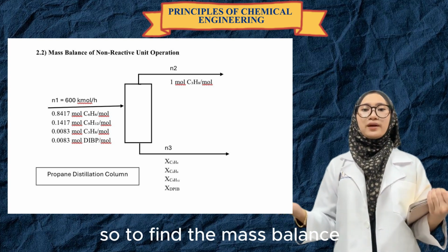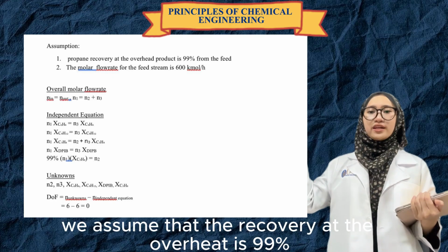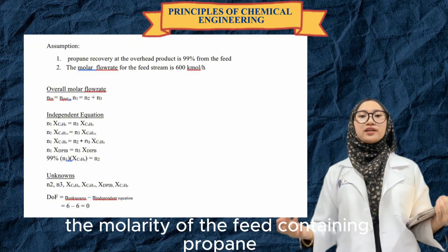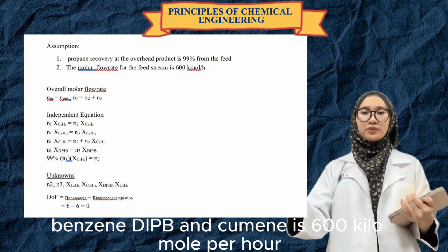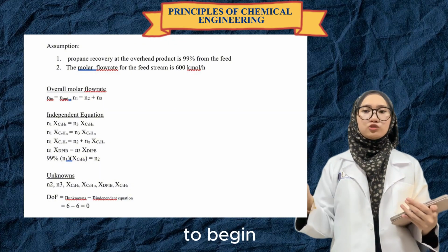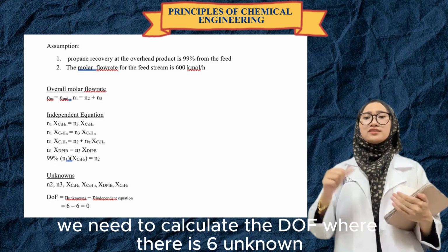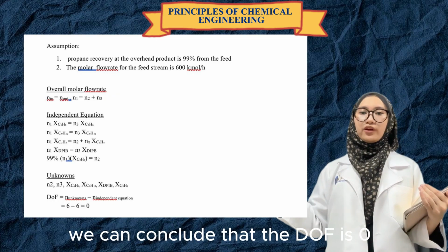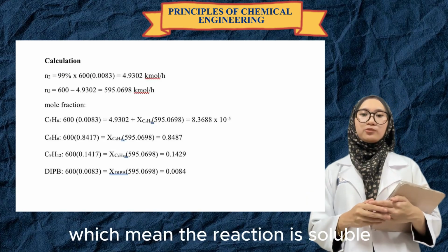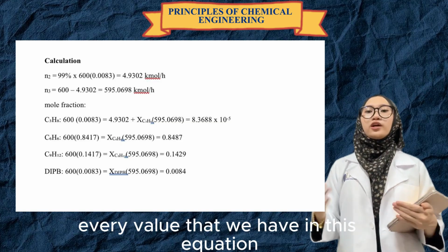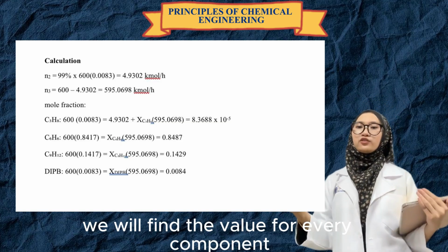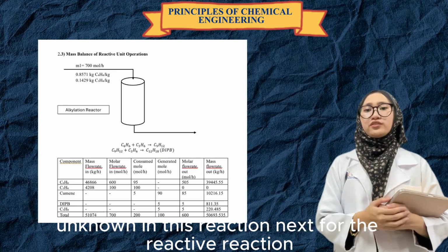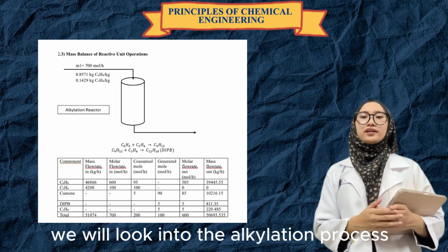To find the mass balance, we assume that the recovery at the overhead is 99% from the feed. The molar flow rate of the feed containing propane, benzene, DIPB, and cumene is 600 kmol per hour. To begin, we need to calculate the DOF, where there are 6 unknowns and 6 independent equations, so we can conclude that the DOF is 0, which means the problem is solvable. Then by substituting every value that we have into the equations, we will find the value of every unknown component. Next, for the reactive case, we will look into the alkylation process.